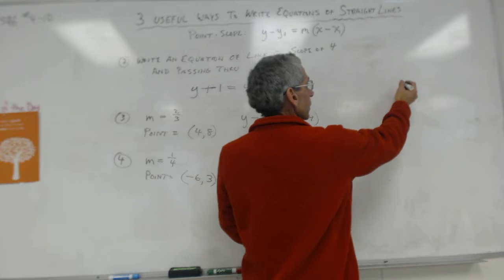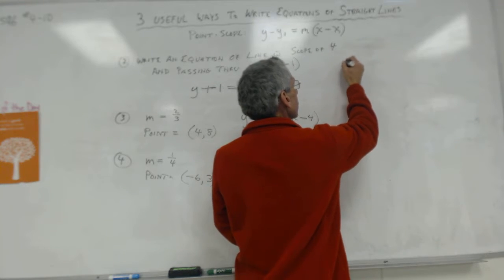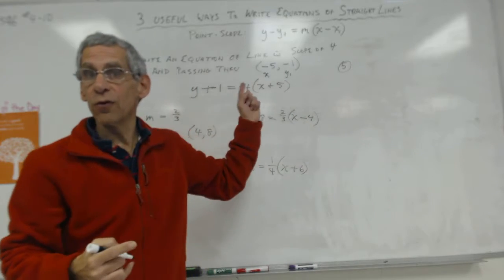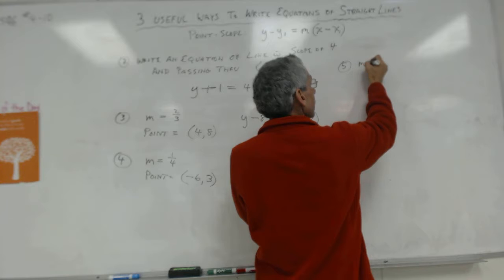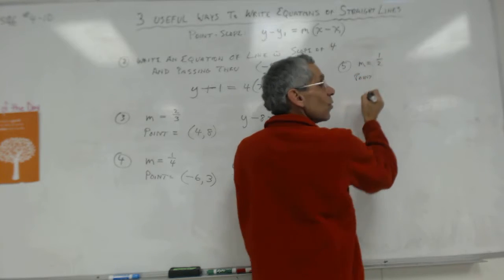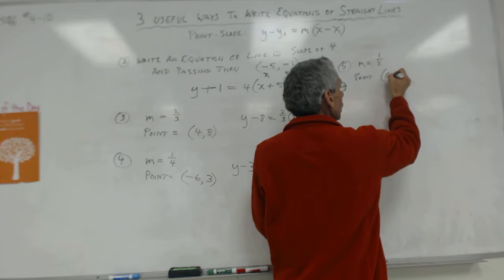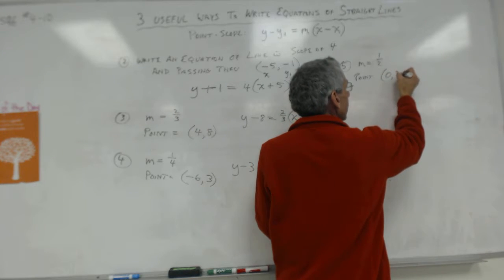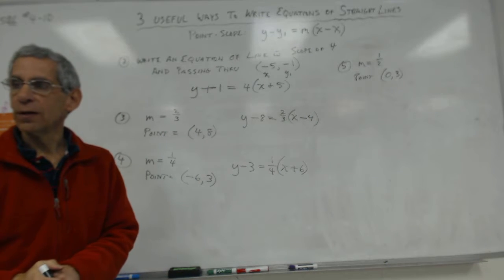What if I gave you this? What if I said, write an equation, this is number 5 now. Write an equation in point-slope form where the slope is 1/2 and the point is a y-intercept. Meaning, what would it be? Like 0, 3. With me? Okay. What would it be?